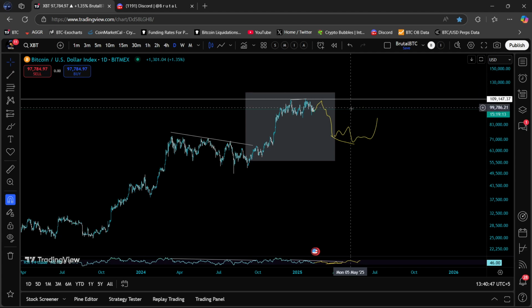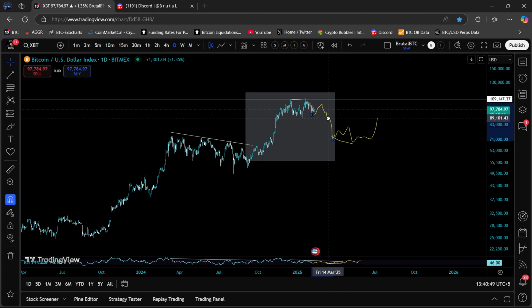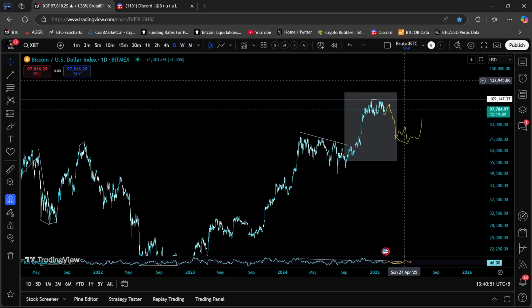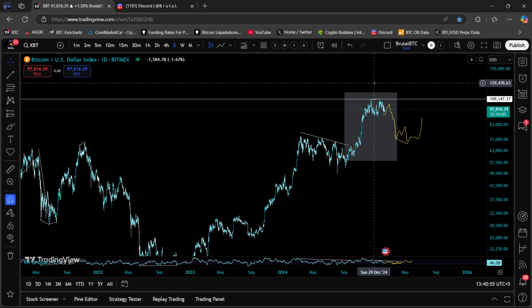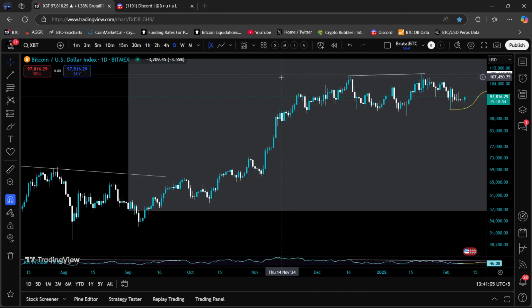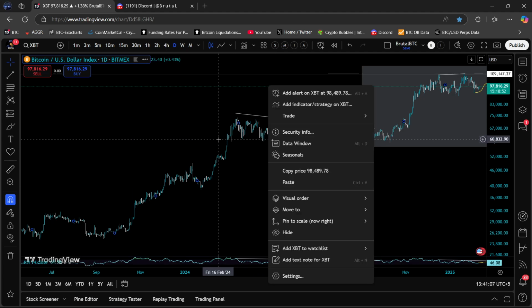Being very honest, I do think the price should top somewhere around 110k to 120k, around those levels, and come back lower very fast. So this was the higher time frame update. Now let's move on to the lower time frame update.